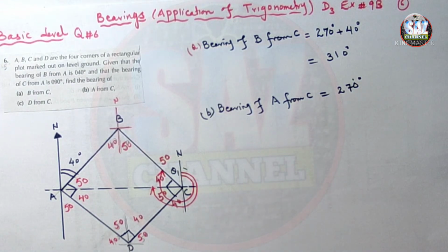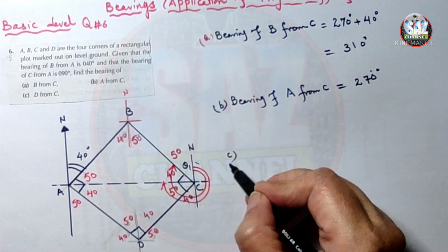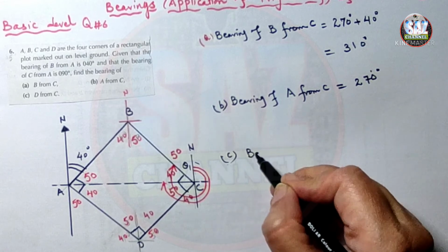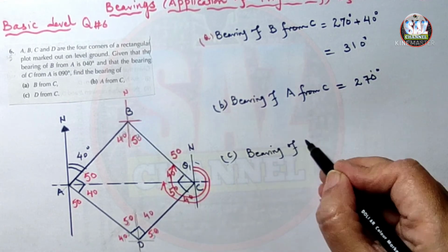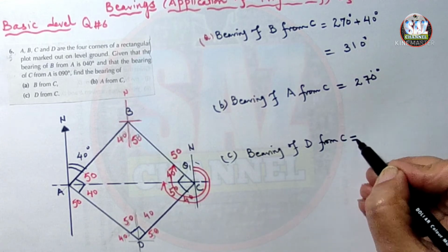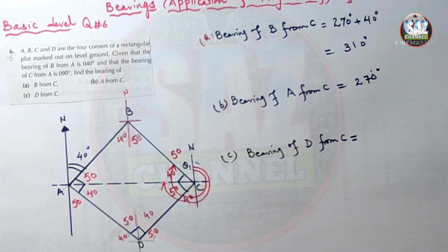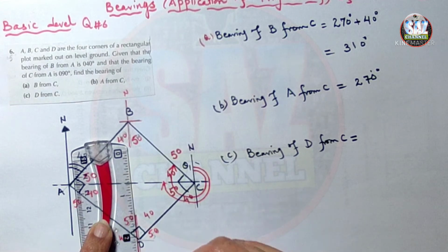And moving to the last part, that is the bearing of D from C. Now look, we have to find the bearing of D from C. Again, in all parts, the starting point is point C.